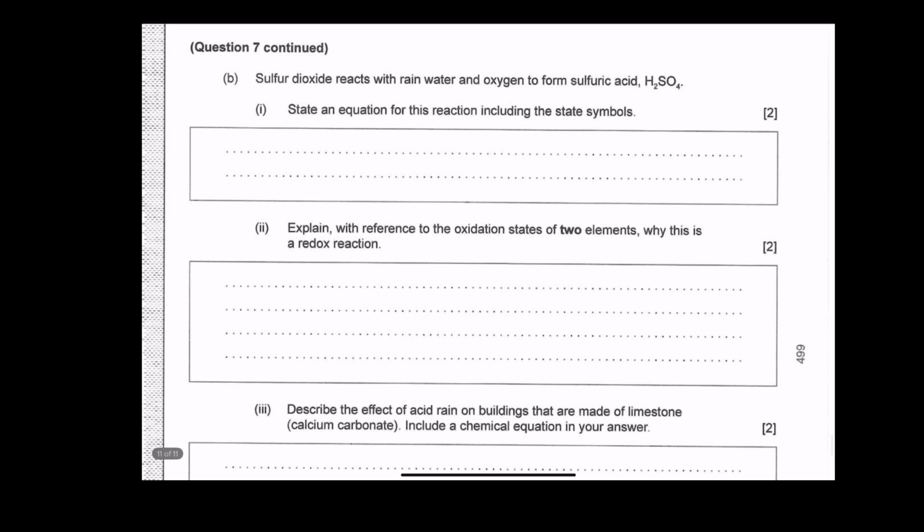Now, sulfur dioxide reacts with rainwater and oxygen to form sulfuric acid. We have to give an equation with state symbols. So, SO2 gas plus O2 gas plus H2O liquid gives you H2SO4. To balance this, we just have to put a half in front of oxygen. Or if we multiply everything with 2, we should get 2, 2, 2. And this becomes your balanced chemical reaction.